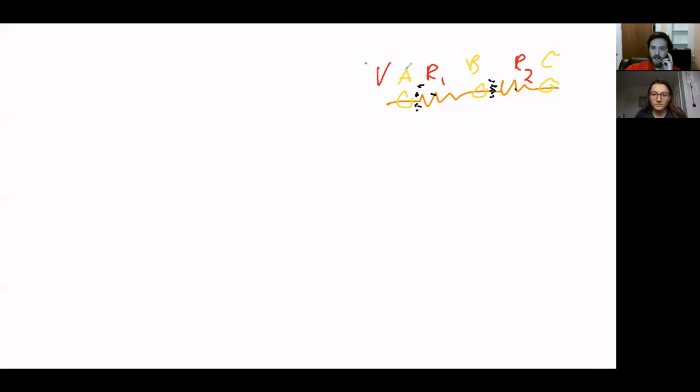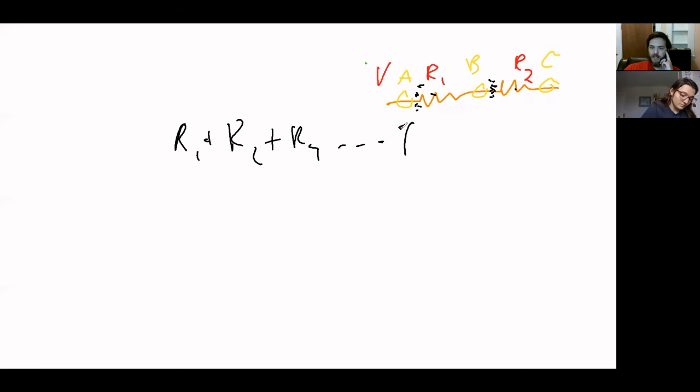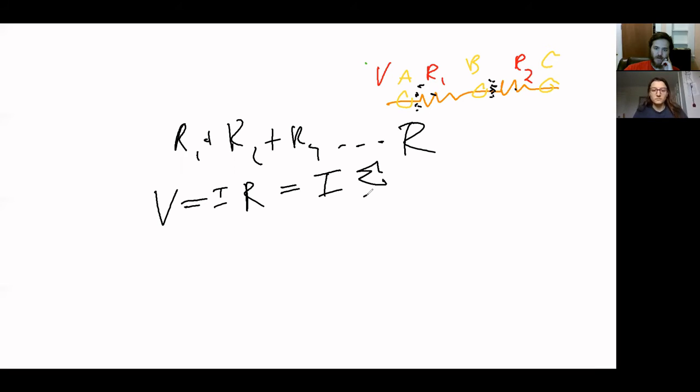So we've got this little series here, and what that tells us is that R1 plus R2 plus R3 and so on is equal to our total resistance. So we can say that our voltage is equal to IR, which is equal to I times the sum over the indices of Ri. This is just saying I have the ith resistor plus the jth resistor plus the kth resistor plus the lth resistor. Each resistor is added.